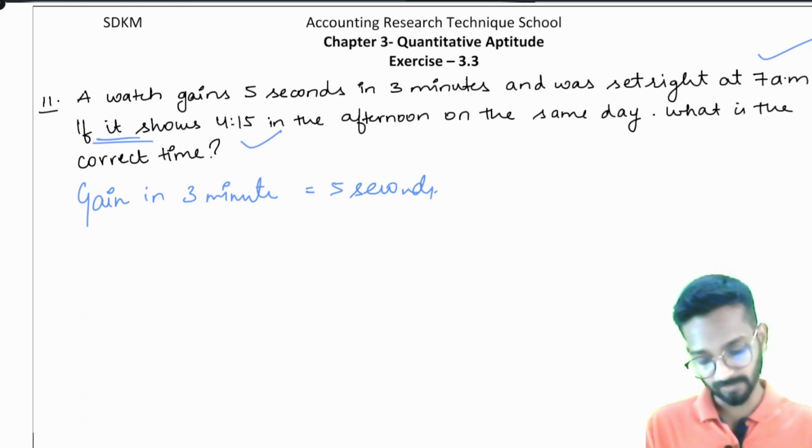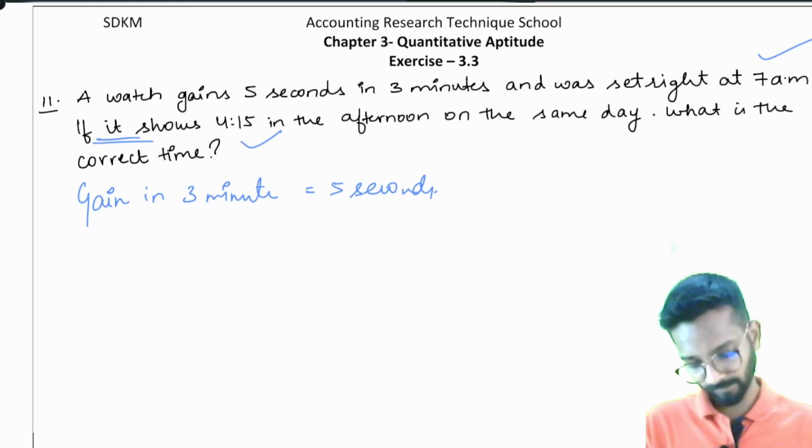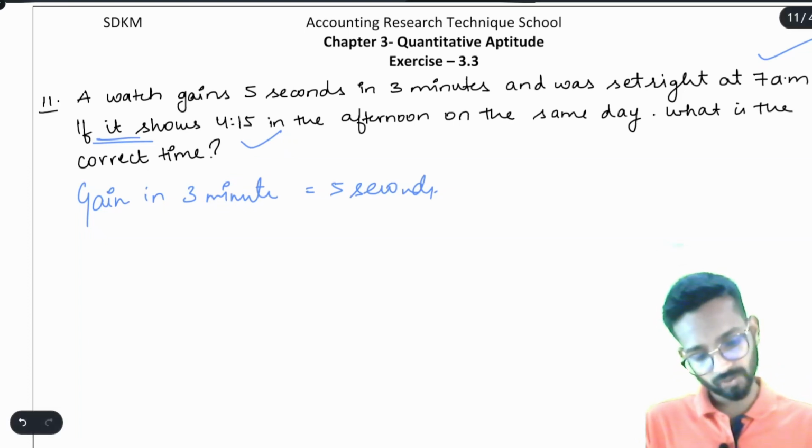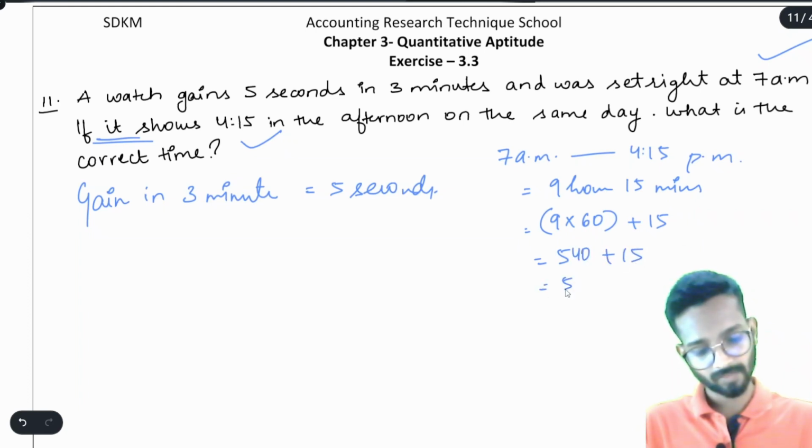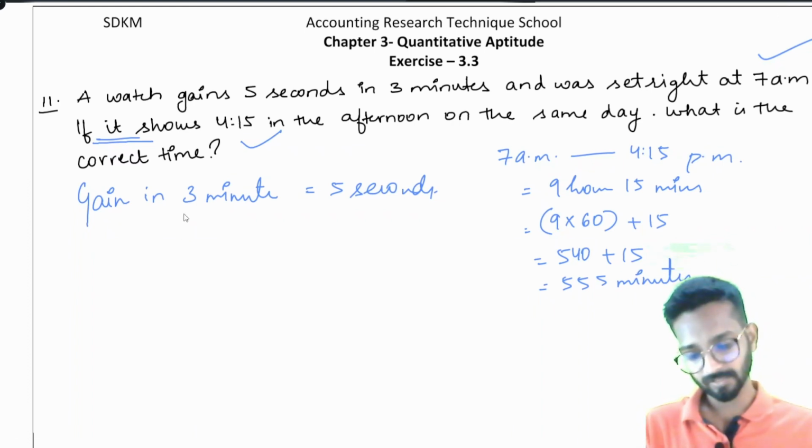Now, how will we do it? See. If it shows 4:15 in the afternoon, how much time has passed? From 7 am to 4:15 pm, you can say 9 hours and 15 minutes are gone. If I convert the time into minutes only, 9 into 60, and this 15 is in minutes only. So 540 plus 15, that is 555 minutes.